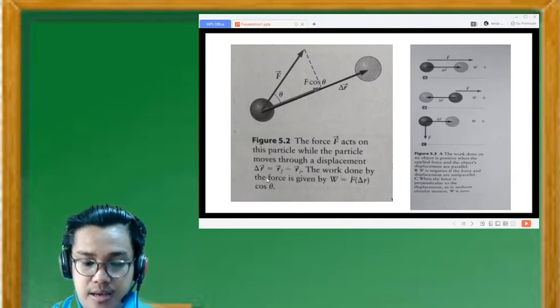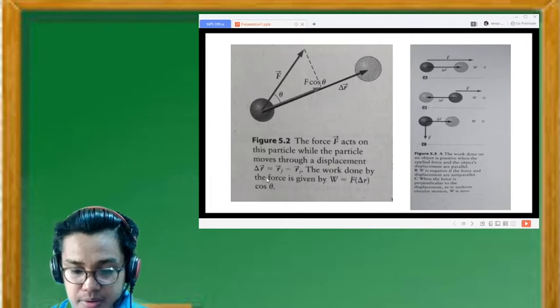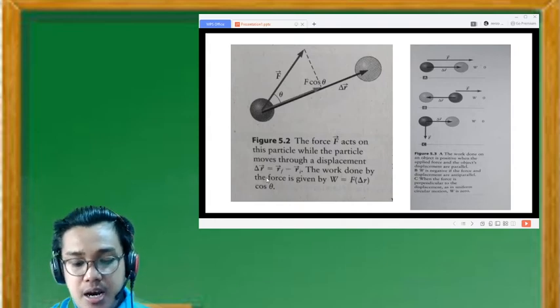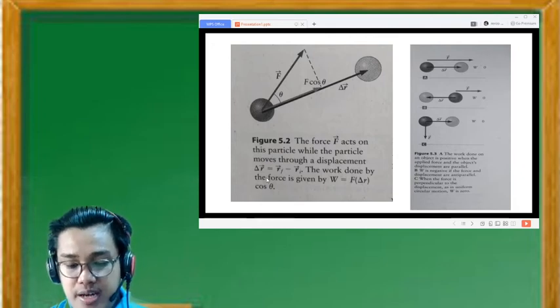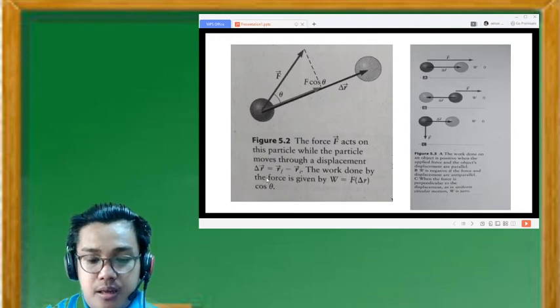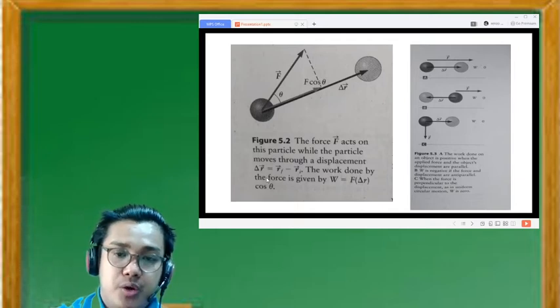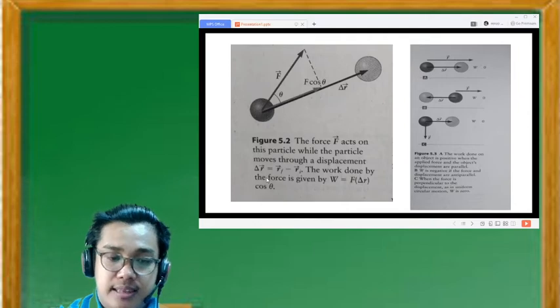So, we have the key concept, the relationship between force, displacement, and work. Number 1, work is done by a force acting on an object. The second one is that the work depends on the force acting on an object and on the object's displacement, according to the figure that you noticed.